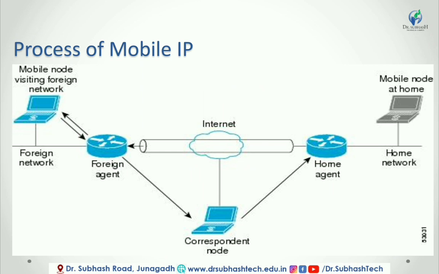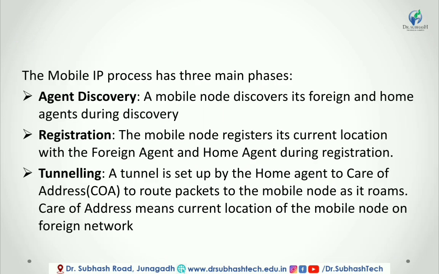And now the process of mobile IP between the components of mobile IP. In the figure we can see the foreign network, foreign agent and mobile node in a foreign network, and in a home network the correspondent node and tunnel. Now we discuss the process of mobile IP. The mobile IP process has three main phases: agent discovery, registration and tunneling.